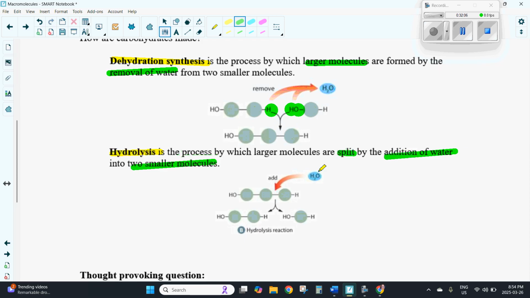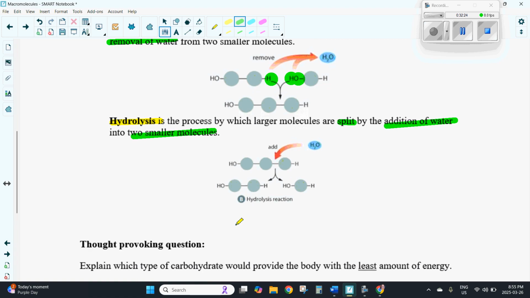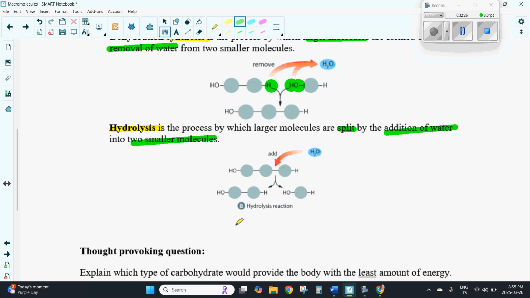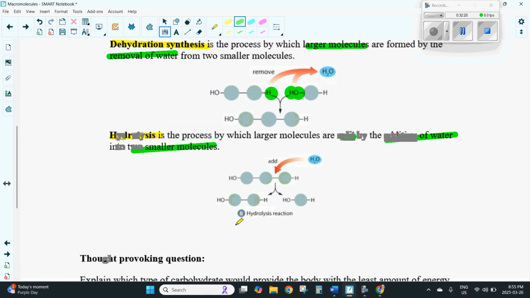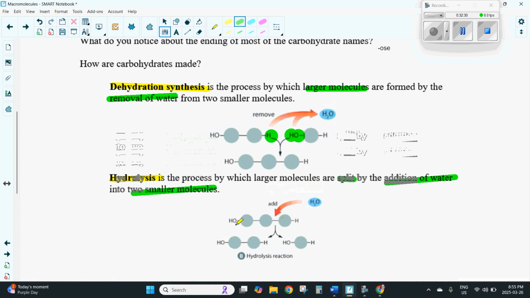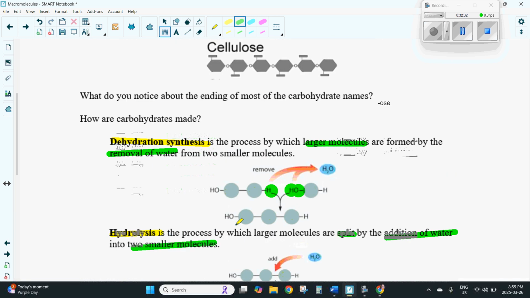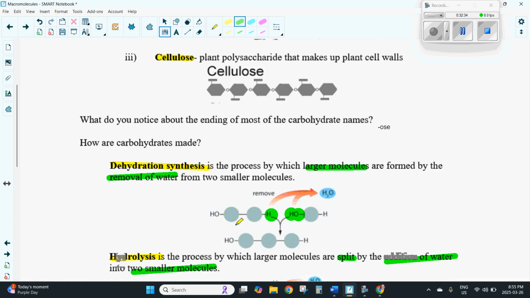So they're going to use the bonds available in water to satisfy the instability to make it more stable. So the water is going to split into the H and the OH to create two stable molecules. Now, when would this actually happen? Well, if we think about the food that we eat, it is composed of monosaccharides, disaccharides, and polysaccharides.